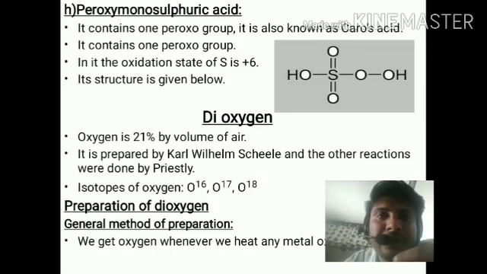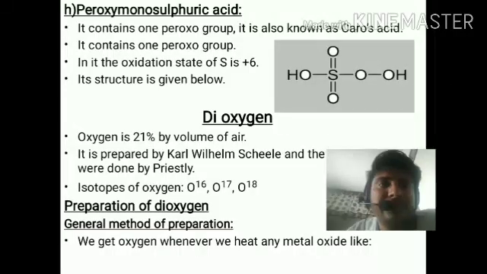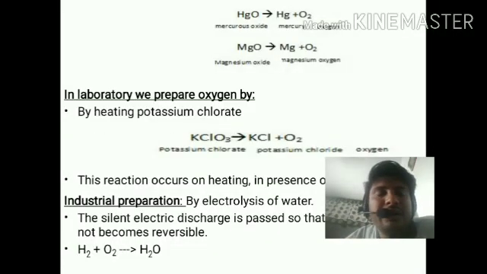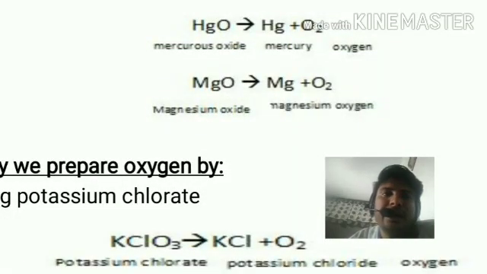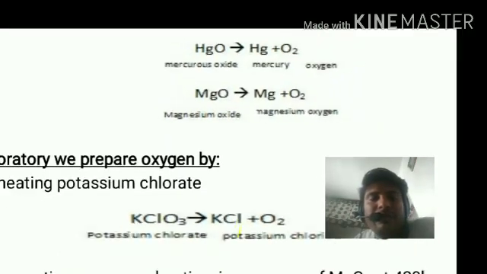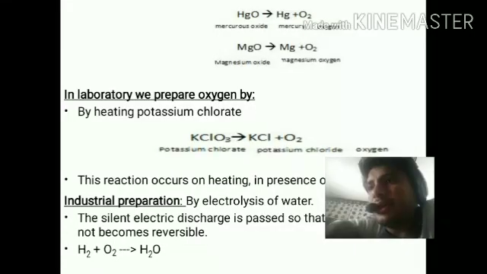Preparation of dioxygen: how can we prepare oxygen gas? We get oxygen whenever we heat metal oxides like mercury oxide, magnesium oxide, and iron oxide. Mercury oxide gives mercury and oxygen, and magnesium oxide gives magnesium and oxygen. By this process we can form oxygen gas in the laboratory.